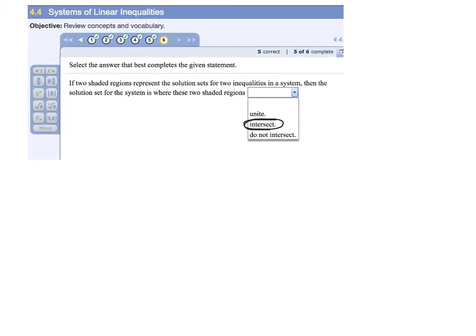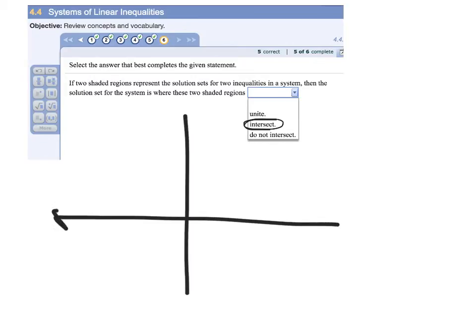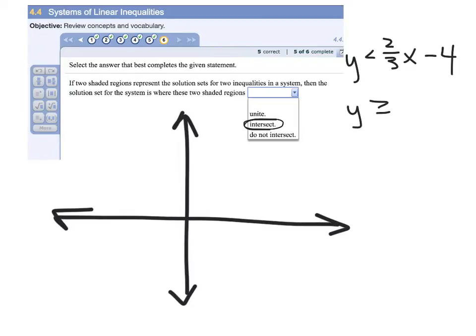Well, basically what I'm saying is you've got a graph, and let's say we've got two inequalities. So let's say we've got y is less than 2/3 x minus 4, and let's say we have y is greater than or equal to negative 2x plus 5. Okay, so let's quickly graph those.